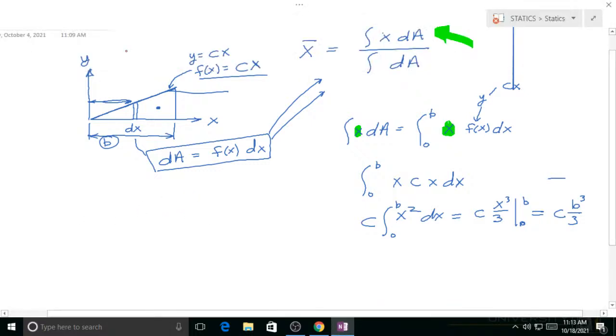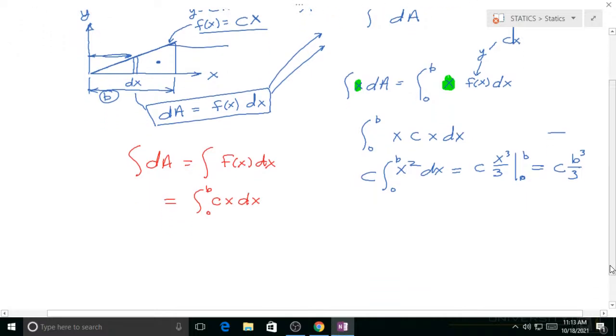And now I'll go down this side and do what I say I'm going to do, which is the dA area, which in that case is f of x dx, which is c times x dx from 0 to b. I am sorry. So the c comes out front, and now I get x squared over 2, evaluated from 0 to b. So c b squared over 2.